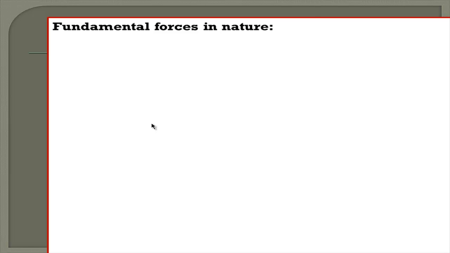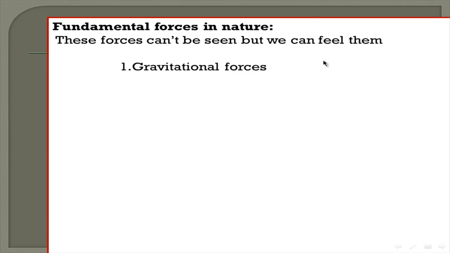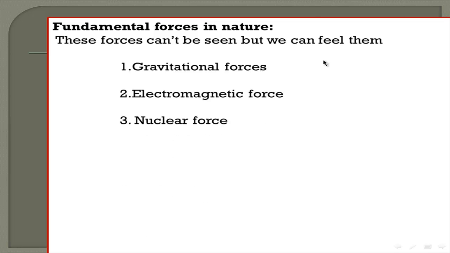Good morning. Today we will complete our lesson, Fundamental Forces in Nature. These forces can't be seen, but we can feel them, like gravitational forces, electromagnetic forces, and nuclear force. The first one, we will talk about the gravitational forces.